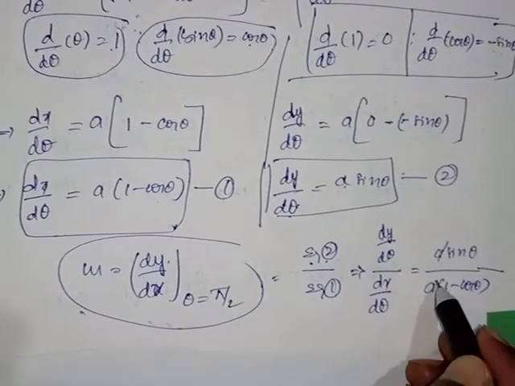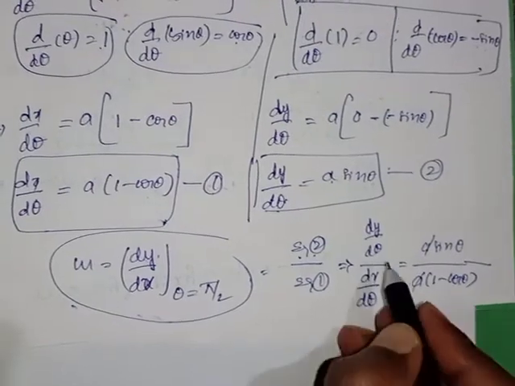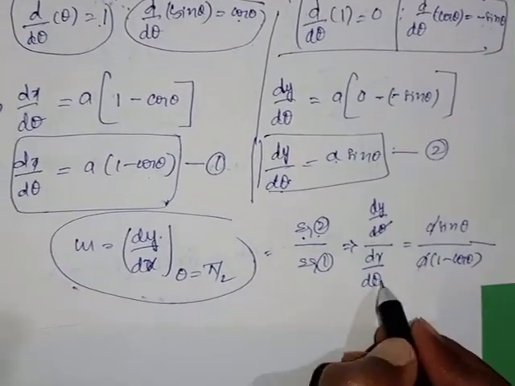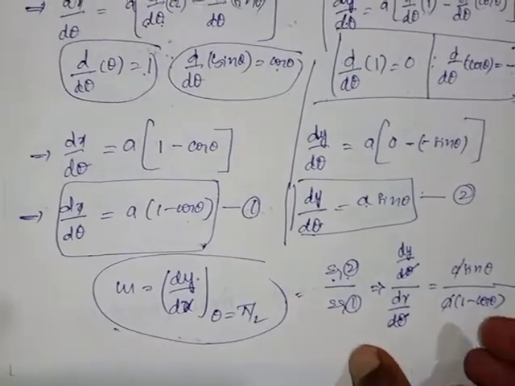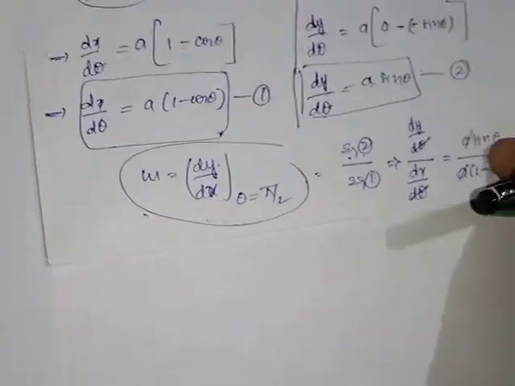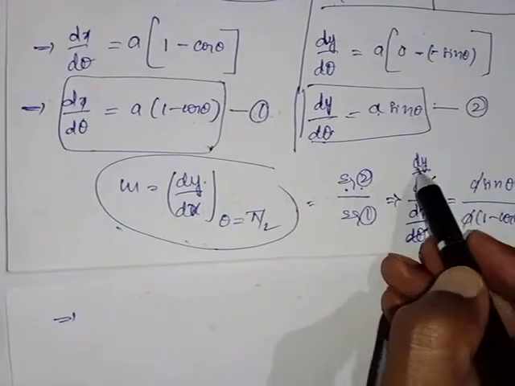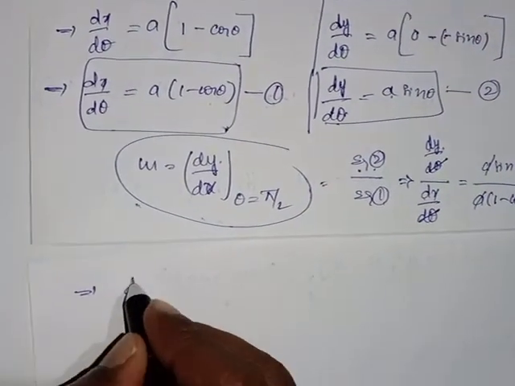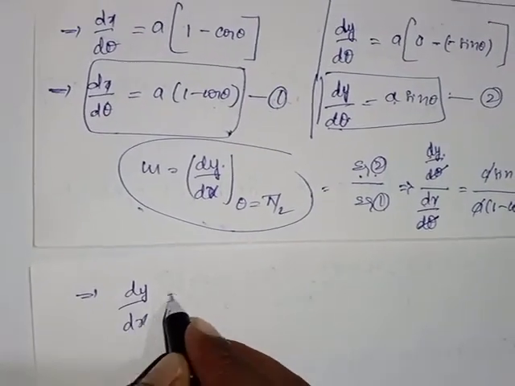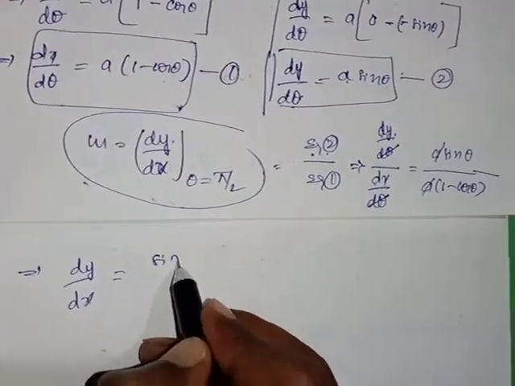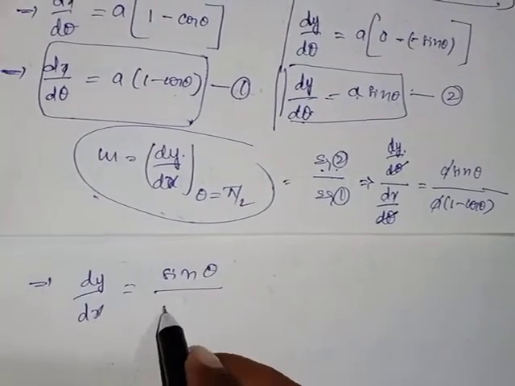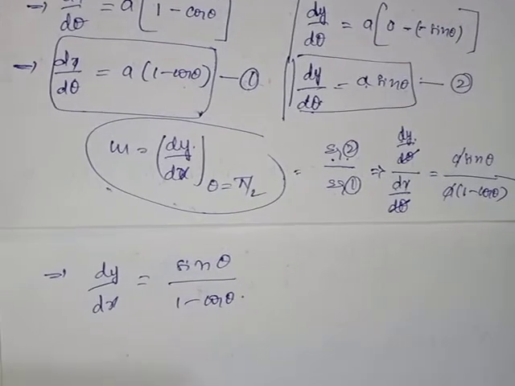See, in numerator and denominator a cancels. So dy/dx is equal to the remaining sin θ upon 1 − cos θ.